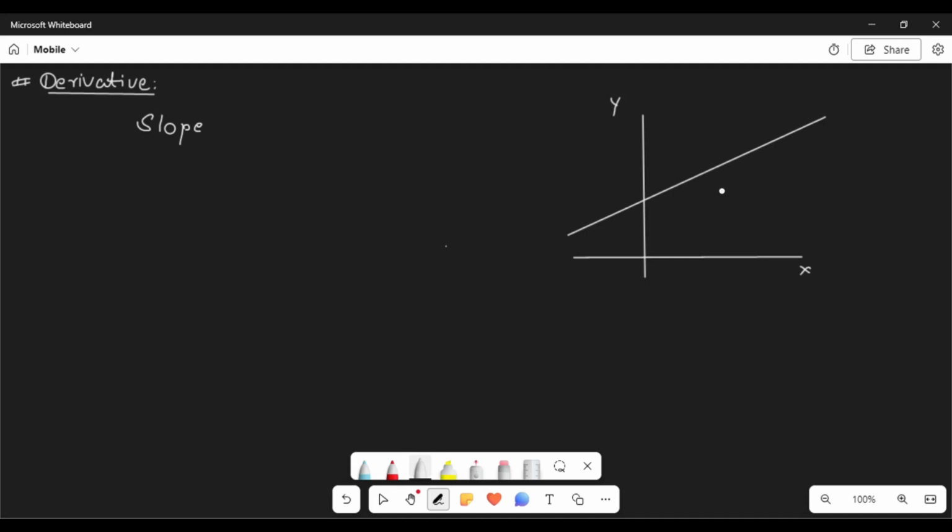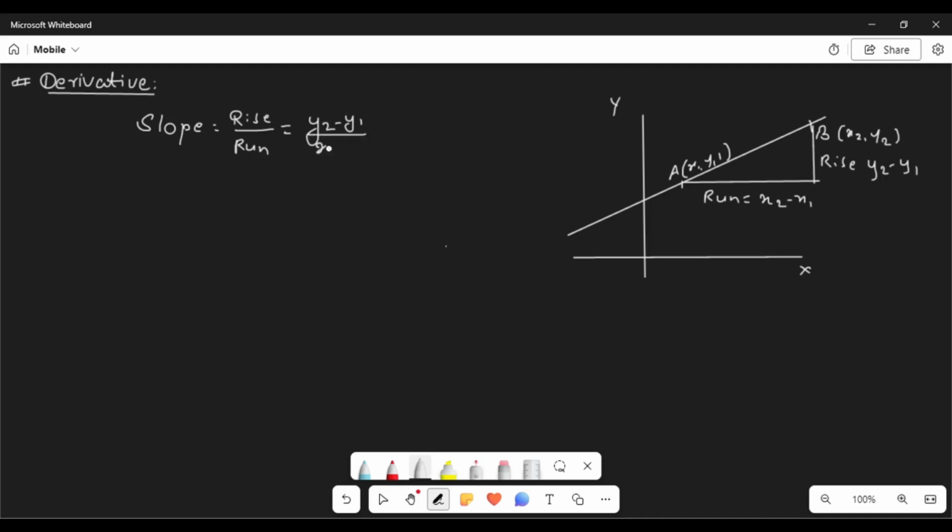Now, it has a property known as slope. And how do we calculate it? We take 2 points. Let's call it x1, y1, and another one, B, which is x2, y2. Now, we calculate slope by using the formula rise divided by run. This is our rise, this is our run, which numerically are given by y2 minus y1 and x2 minus x1. So, slope is nothing but rise divided by run, which is equal to y2 minus y1 divided by x2 minus x1.